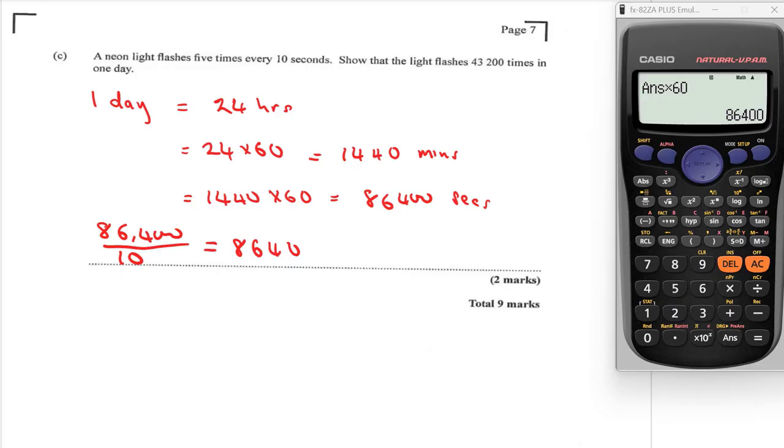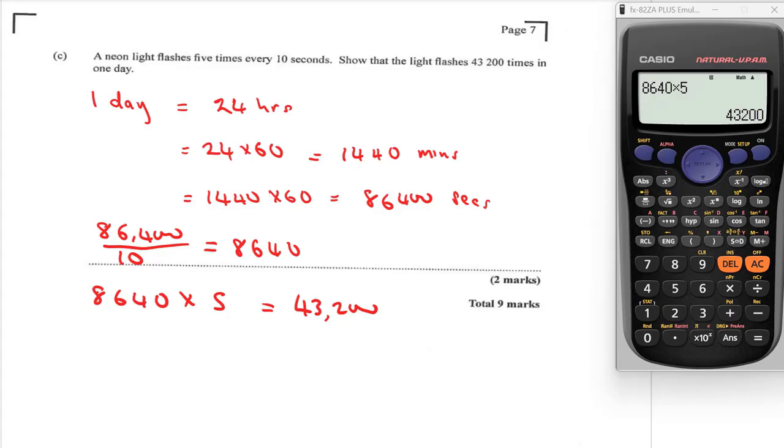8,640. Right? Now, it flashes 5 times. So therefore, we need to multiply 8,640 by 5. Let's see what we get. 8,640 times 5. That gives us 43,200. That's exactly what the question asks us to show.